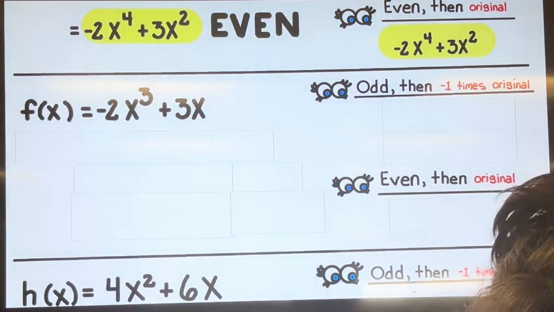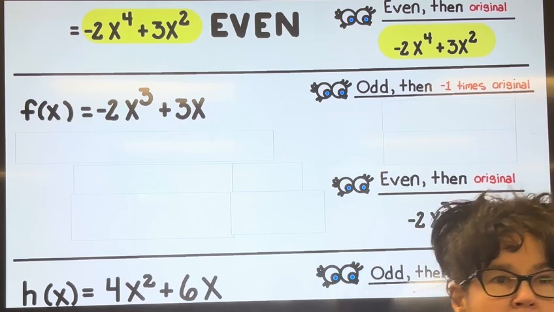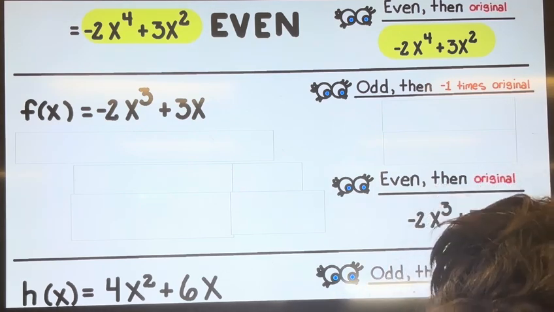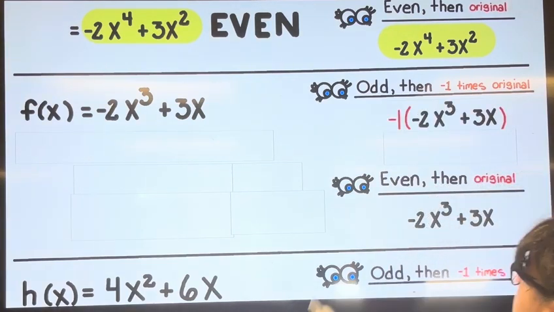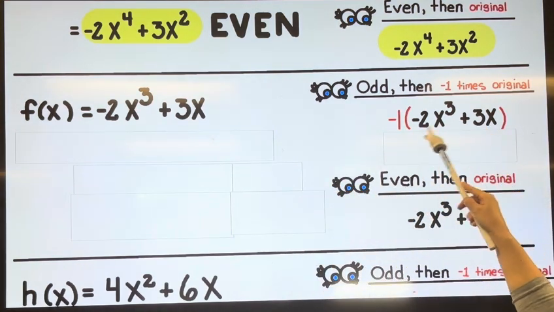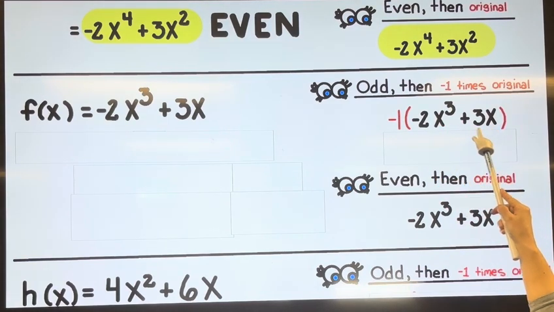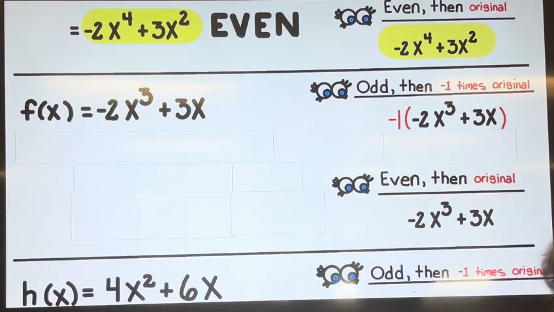Now, if it's even, it's going to look exactly like the original after I simplify. If it's odd, it's going to look like the original multiplied by -1. So let's take the original, -2x cubed plus 3x, and multiply by -1. All I have to do is distribute that negative through, changing that to a positive and that to a negative.